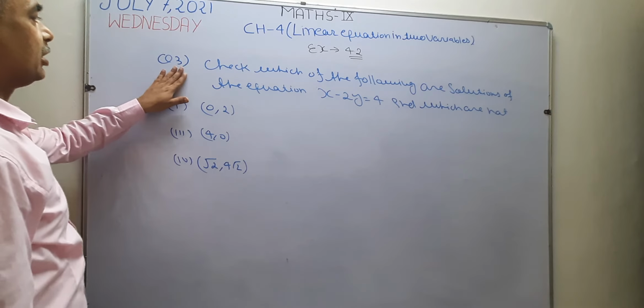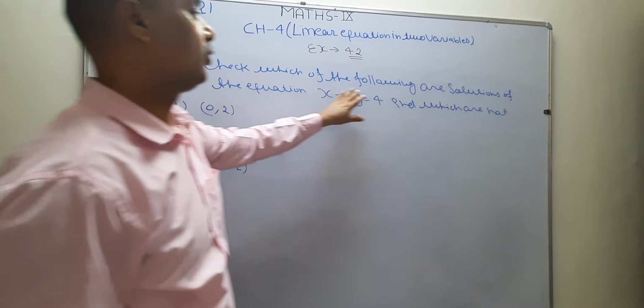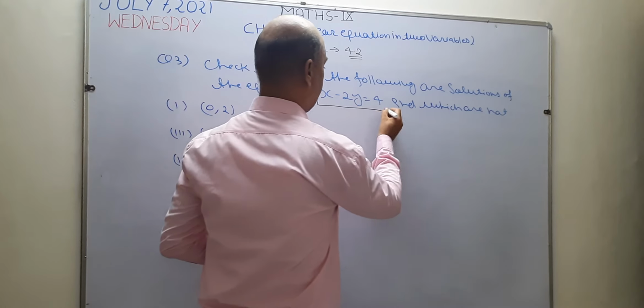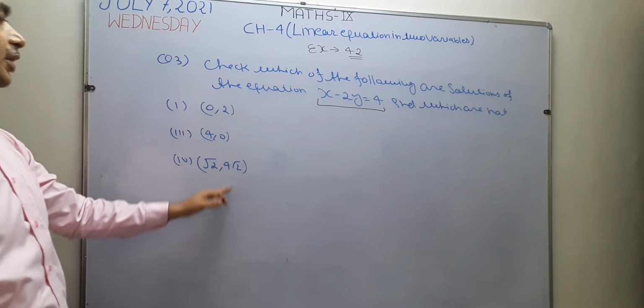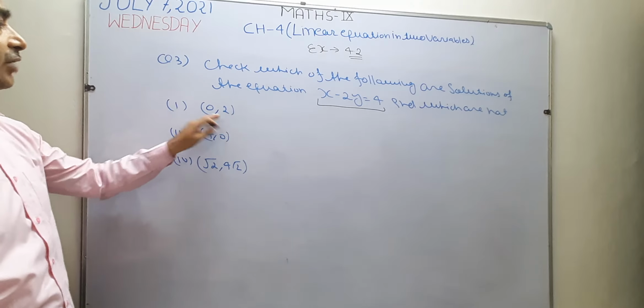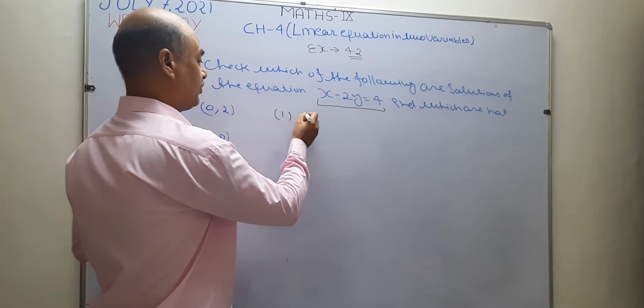Now I will solve the third part of exercise 4.2. Check which of the following are solutions of this equation. This linear equation in two variables is given. We are going to check which of the following are the solutions of the given equation. Okay. First I want to check the first part. In the first part, what is given?